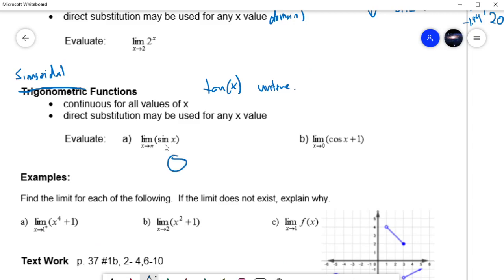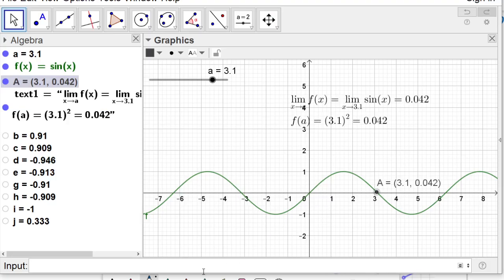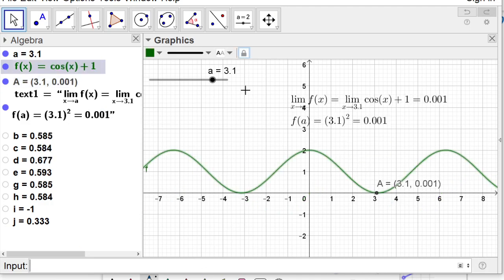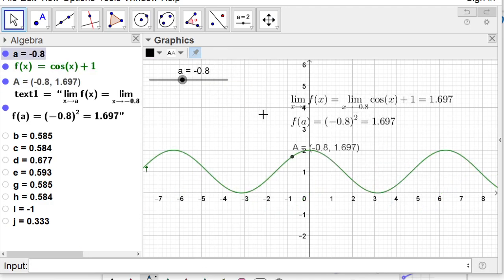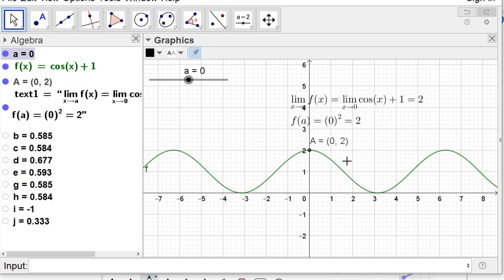What if I plugged in 0? Cos of 0 plus 1. Cos of 0 is 1, right? If you plug in 0 into cos x, you get 1, so you get the limit as x approaches 0 of 1 plus 1, and you just get 2. Again, if you want to see it, cos x plus 1. And what is this function doing when a is 0? It's equal to 2. Straightforward, just plugging it in.